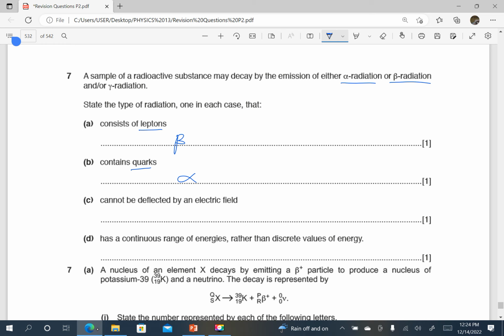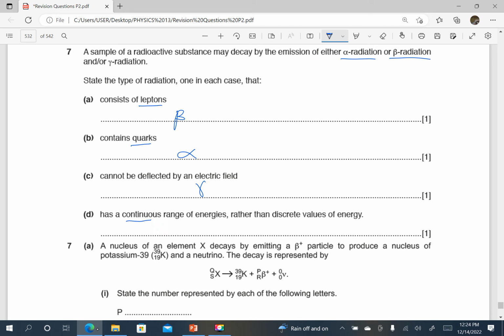Then, cannot be deflected by an electric field. It should not be having charge, so that is going to be gamma. Has a continuous range of energies. It is the beta particles with the ranges of energies because they have different speeds, since accompanying particles are also produced, such as the positrons, the neutrino and the antineutrino. So this is going to be beta.